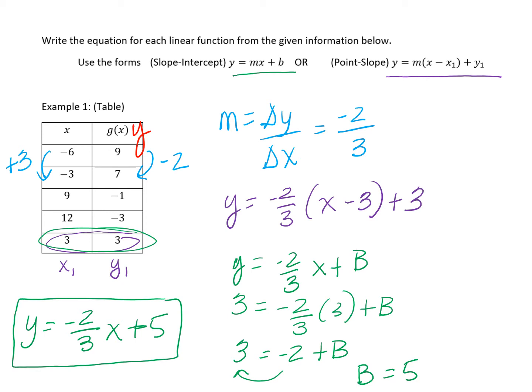Another way to come up with that equation is we could distribute the point-slope form in purple and then simplify, and you would come up with the exact same thing. So again, looking at a table, first find your slope, your change in y over your change in x, and then personal preference, depending upon how you would like to write your equation.